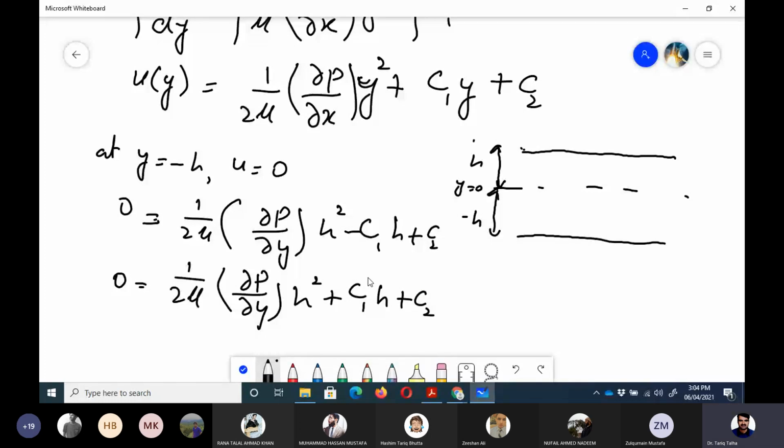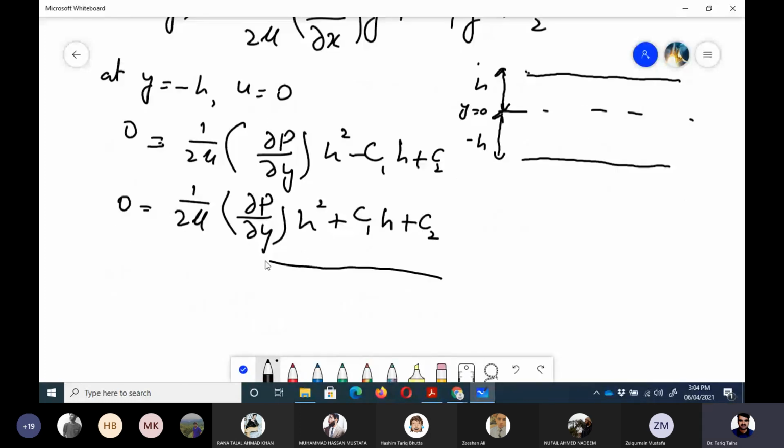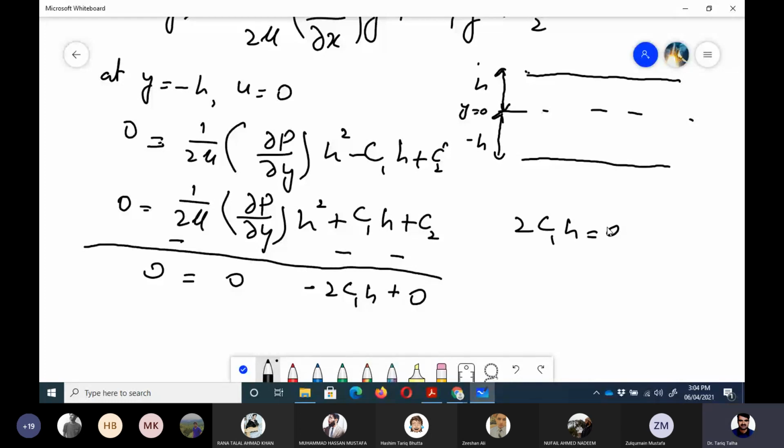So from here, if we try to subtract these two equations, we can see that this and this would be equal to 0. Here we would have minus 2 c1 h, and on the other side it would be 0. So it means that we have 2 c1 h equal to 0, right? h is a finite value, it cannot be 0, and 2 is not equal to 0. So it means that c1 is equal to 0, because h is a finite length.